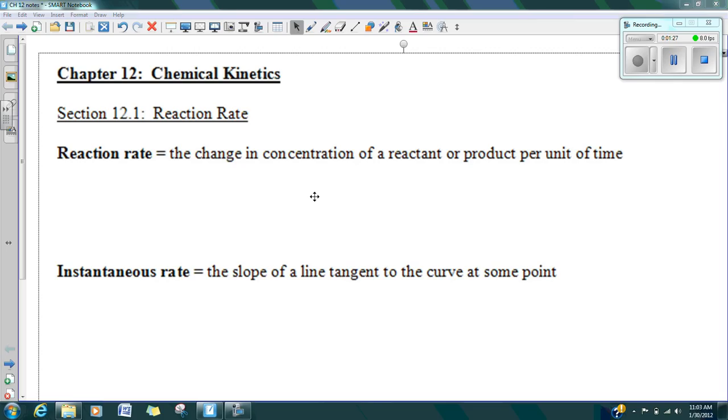Quite a bit of math in here. Hopefully not any difficult math. There's a little bit of calculus here, but we will be skipping over some of those parts. So, Chapter 12, Section 1, Reaction Rate.